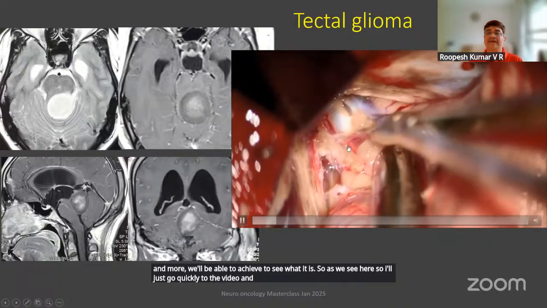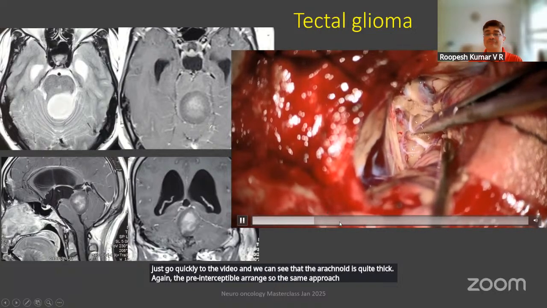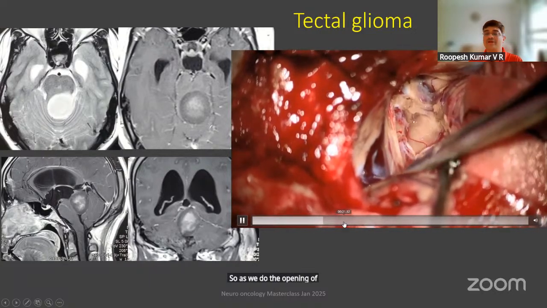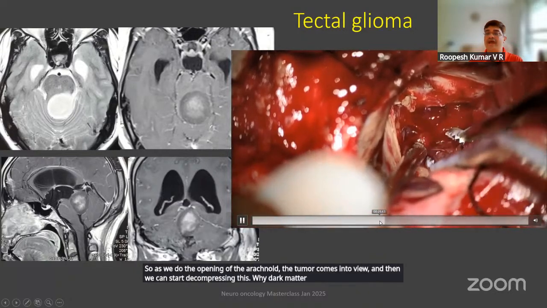We can see that the arachnoid is quite thick. Again, the precentral cerebellar vein, so the same approach. As we do the opening of the arachnoid, the tumor comes into view, and then we can start decompressing this wide arachnoidal opening to see, and we can do decompression.